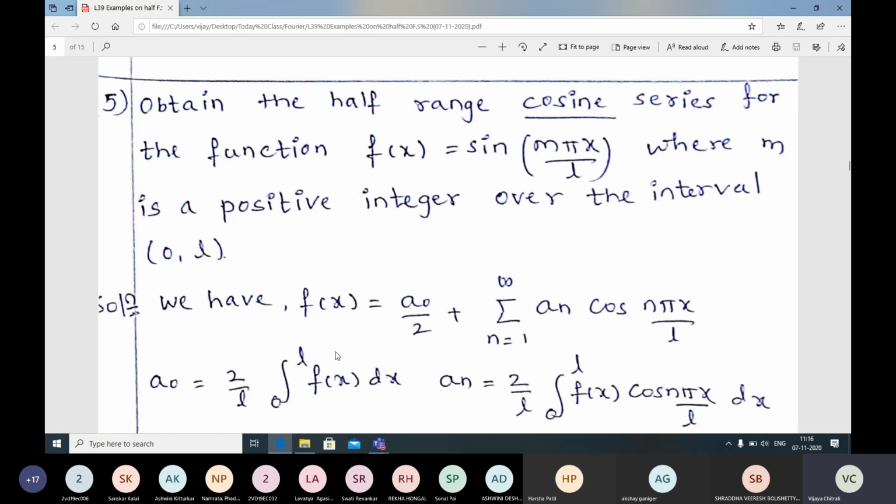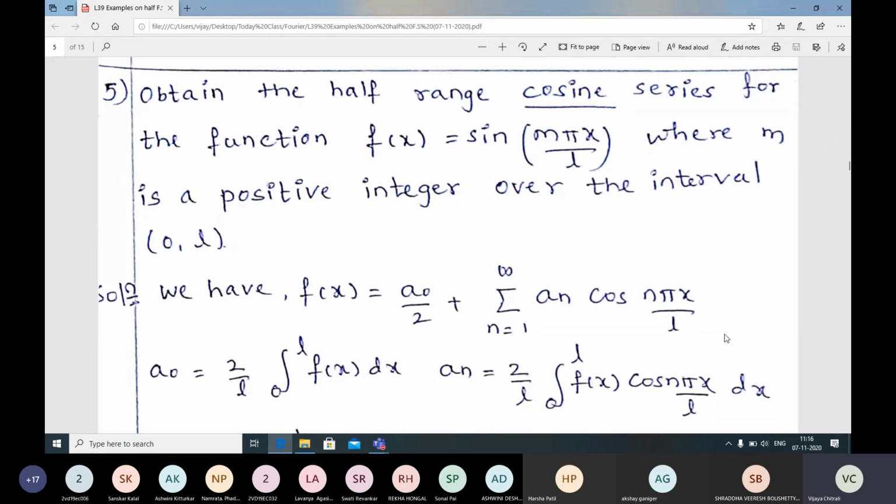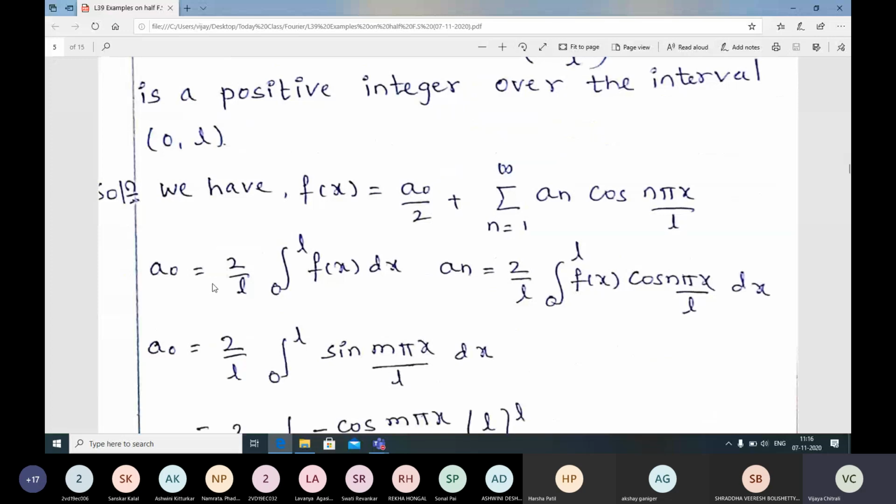So first write down the half range cosine series. So we have f of x is equal to a naught by 2 plus summation n equals 1 to infinity a n cos n pi x by L. Now where a naught is equal to, we need to find here a naught and a n.